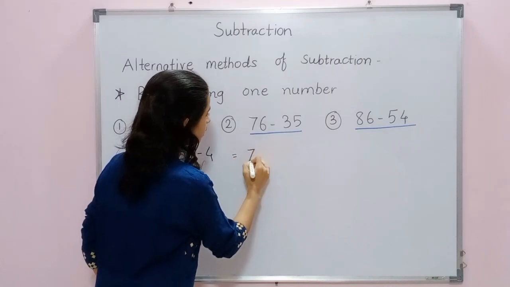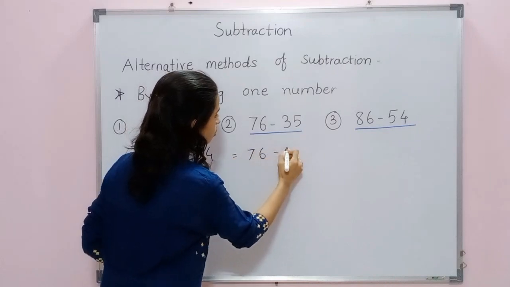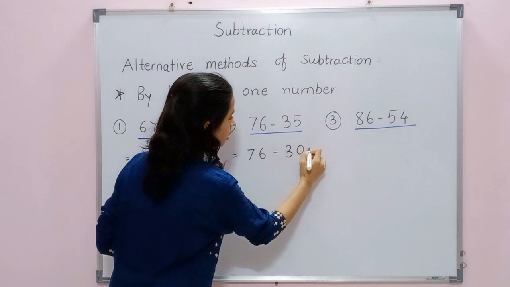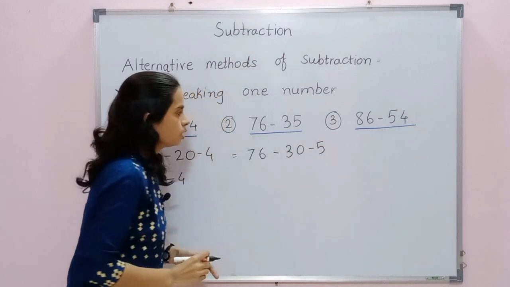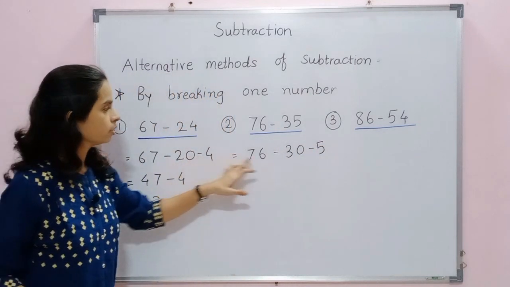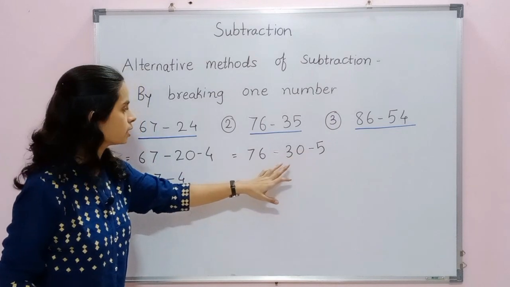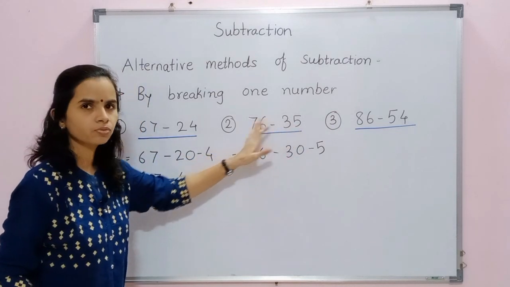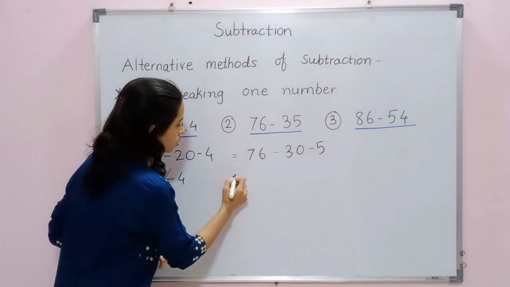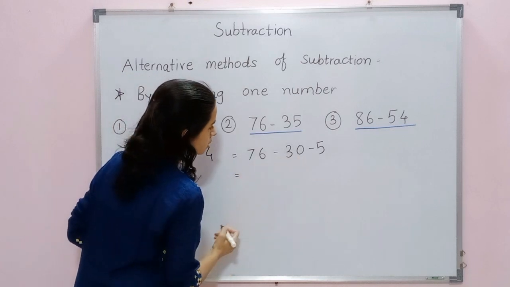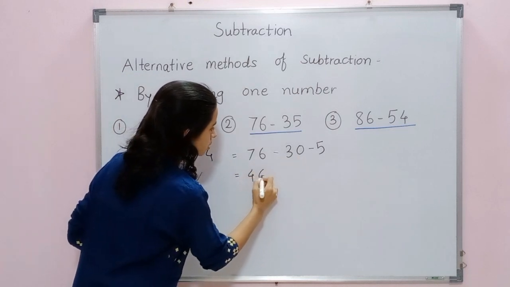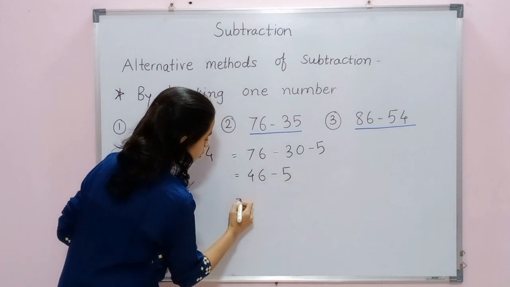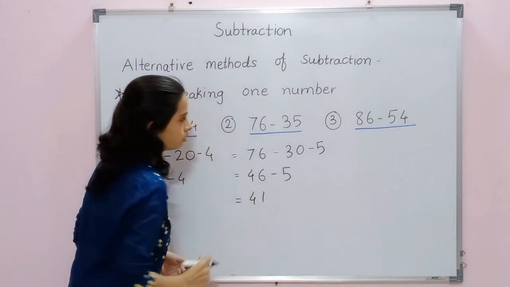Here we will break this 35 into 30 and 5. If you see here, these numbers have a minus sign because we are subtracting the smaller number from the bigger number. So 76 minus 30, we will get 46 minus 5. So our answer will be 41.